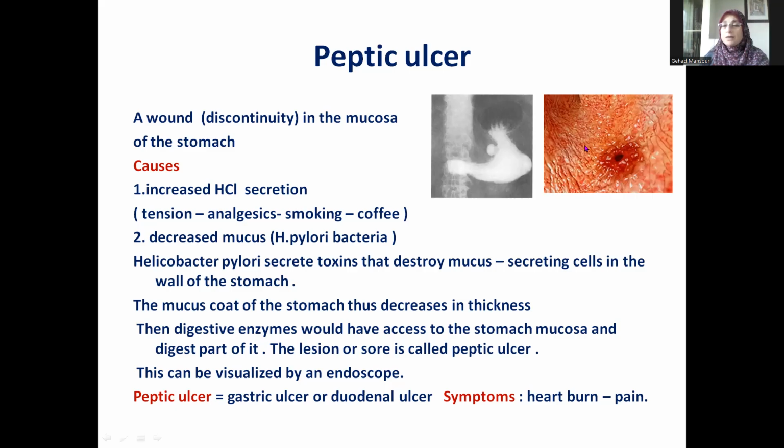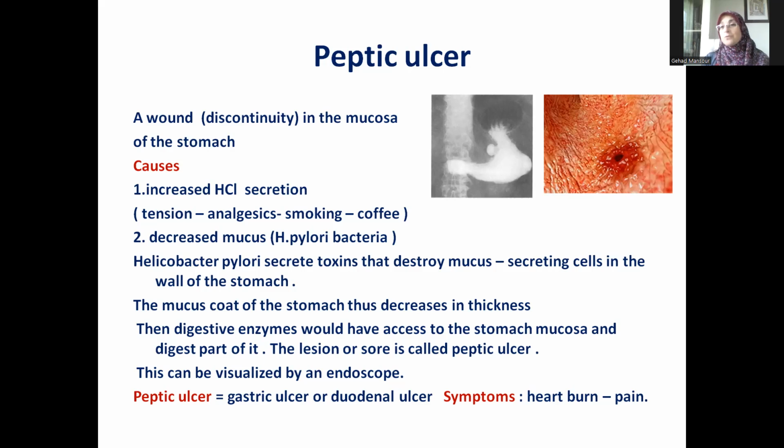And there is a last factor which is very important. It's last but not least, the presence of H. pylori bacteria. Why are H. pylori bacteria causing peptic ulcer? Because H. pylori bacteria can destroy the mucus secreting cells.